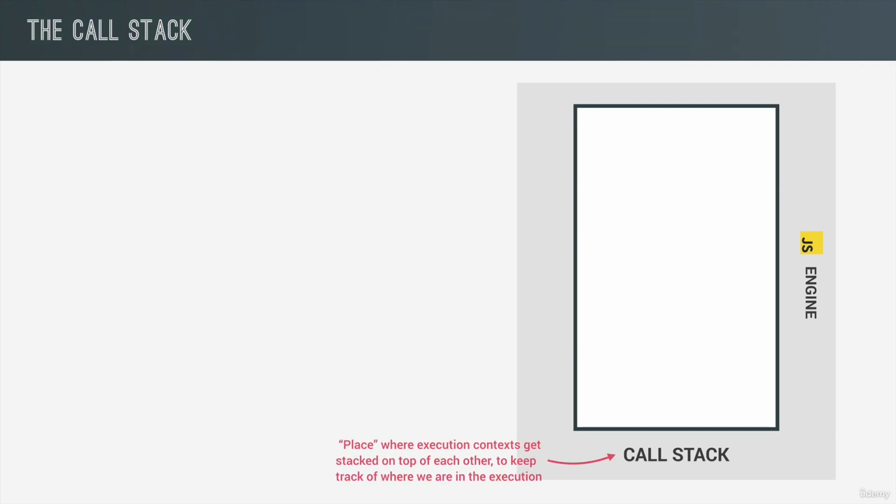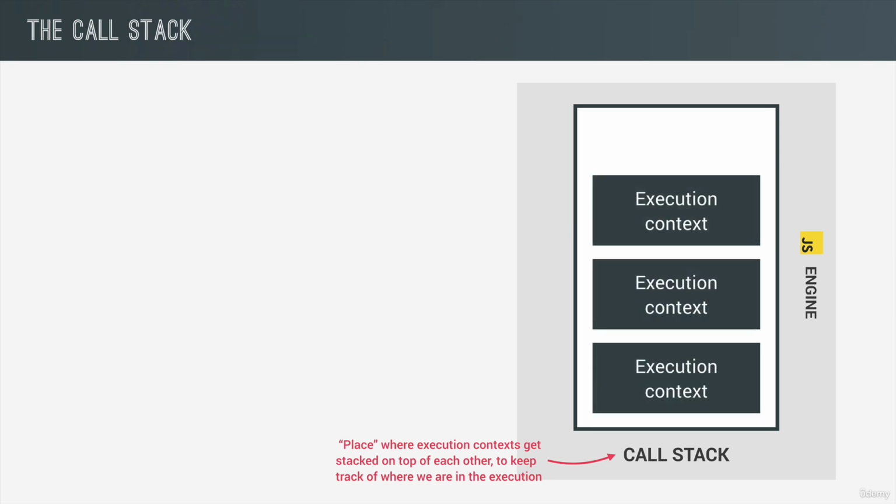Well, it's basically a place where execution contexts get stacked on top of each other in order to keep track of where we are in the program's execution. So the execution context that is on top of the stack is the one that is currently running. And when it's finished running, it will be removed from the stack and execution will go back to the previous execution context. And using the analogy from before, it is as if you bought pizzas with some friends. Each friend has a pizza box, and then you put the boxes on top of each other, forming a stack, in order to keep track which pizza belongs to each friend.